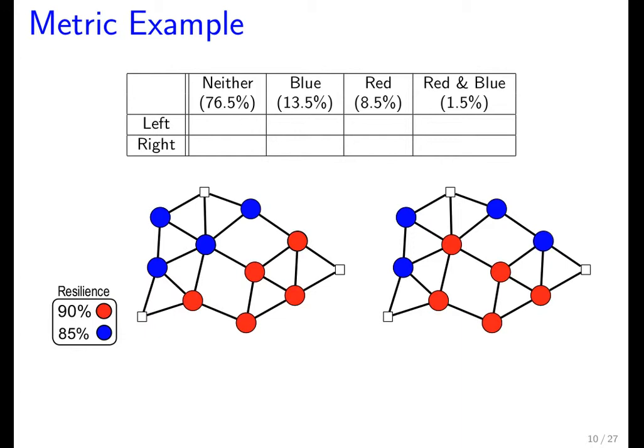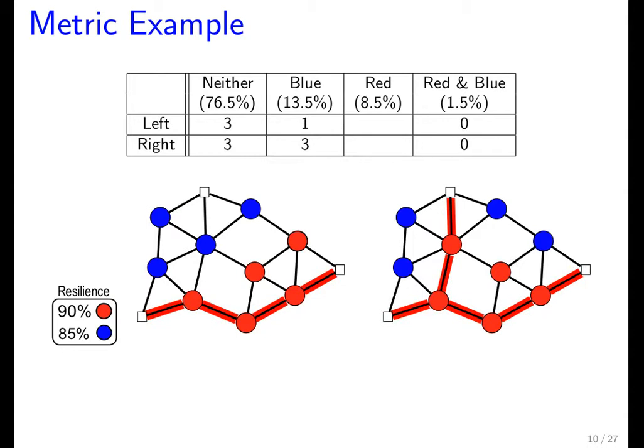So there are 4 possible compromise events as shown in the table as the columns. 2 of them are trivial. When nothing is compromised, all client pairs are connected. In this case, there are 3 client pairs. And if everything's compromised, so red and blue, then nothing should be connected.